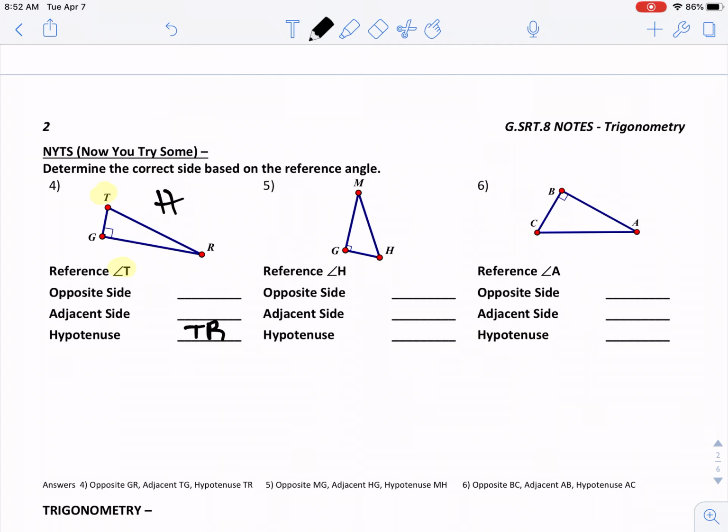All right. The opposite side from T is right here. That's G to R. Which means the adjacent side is that other side remaining that makes angle T, which would be TG or GT. All right. And that's all that's asking you to do. But if we can't label these sides properly, we're not going to be able to do the next part. So it's very important that you're able to label those sides as they need to be labeled.